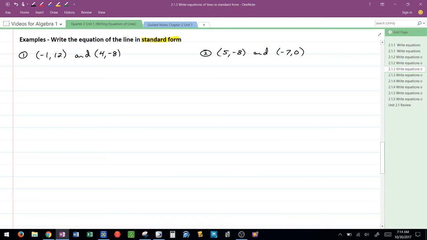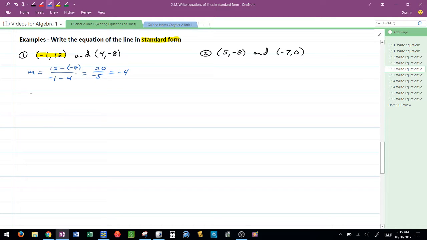All right. So first thing, figure out the slope. The slope would be the change in y. So that would be 12 minus negative 8 over the change in x, negative 1 minus 4. This would be 20 over negative 5, or a slope of negative 4. Pick a point. I'm going to pick the first one. Doesn't matter again. You can pick either one.